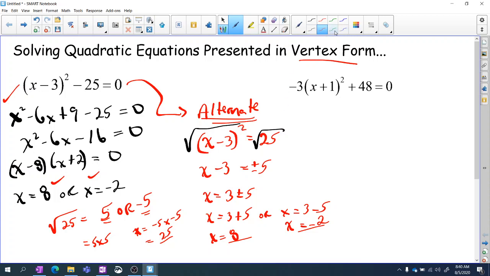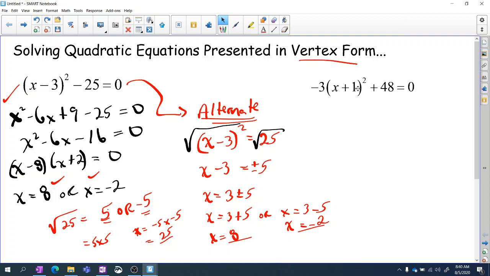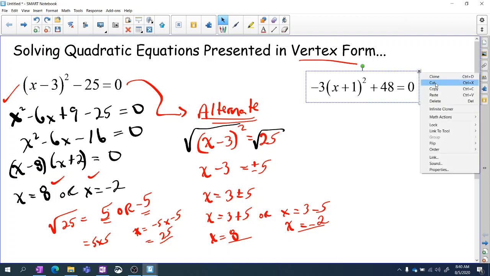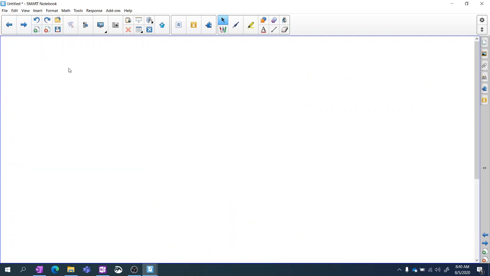Let's take this second one here, and I won't do it both ways. I'll do it just by isolating. So I think we'll take it to a clean page here. Paste that here. All right.